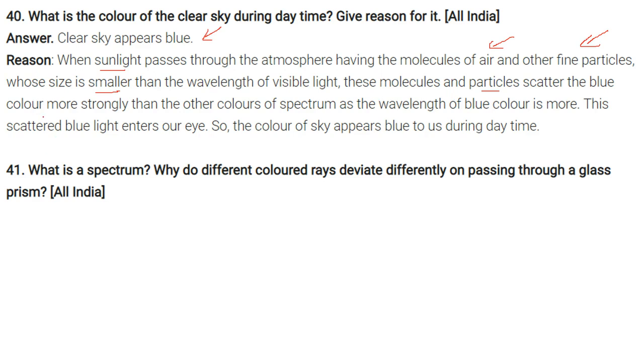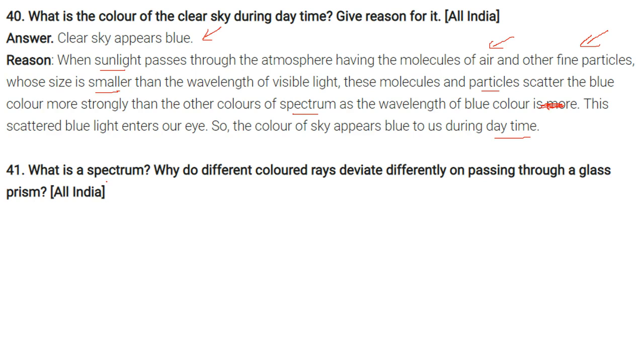So they scatter the blue color more strongly than other colors of the spectrum, as the wavelength of blue color is more. No, it is less. Okay, wavelength is a criterion by which we can see there is different scattering going on, Rayleigh, Mie, etc. Right? So the wavelength is lesser, that is why it is more scattered. So this scattered blue light enters our eye, and the sky appears blue to us during the daytime.